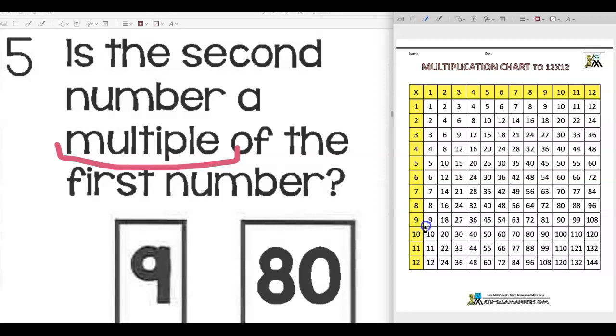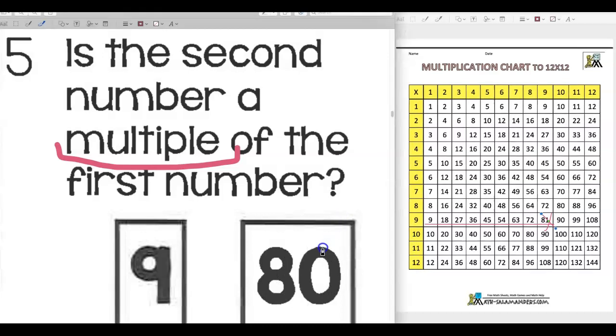So we start with 9 times 1. 9, 18, 27, 36, 45, 54, 63, 72, 81. 81 is too big, so we've passed it. And the number before was 72. So 80 is not in the row for 9s. Therefore, no, it's not a multiple. So you can simply write no.